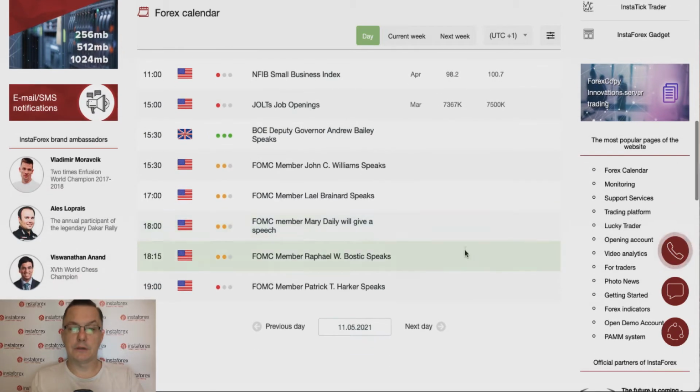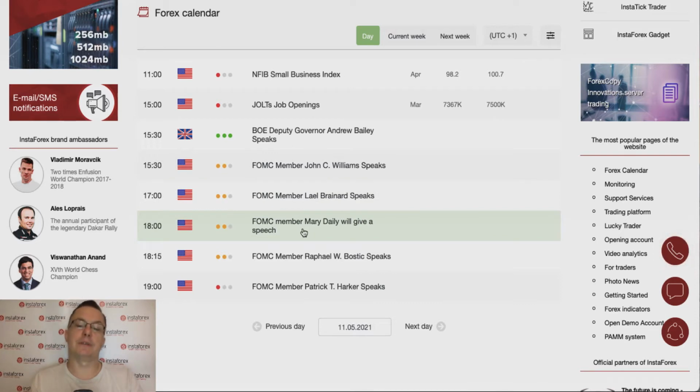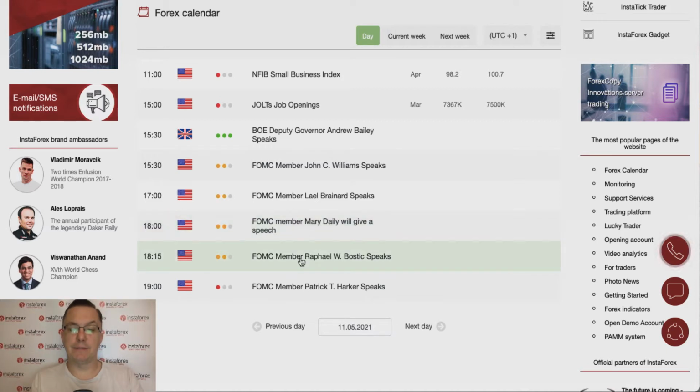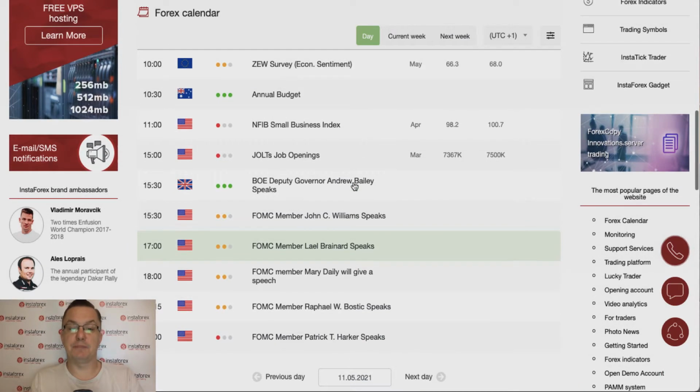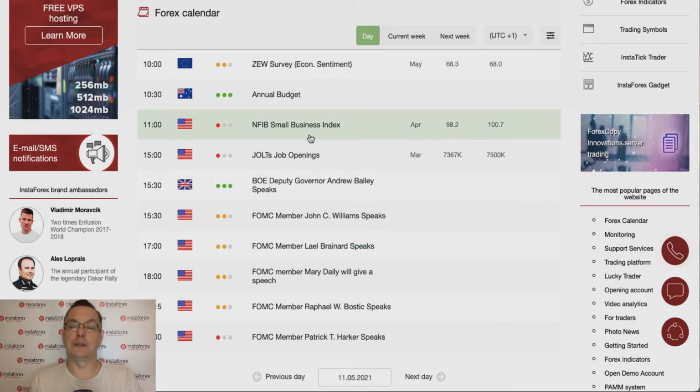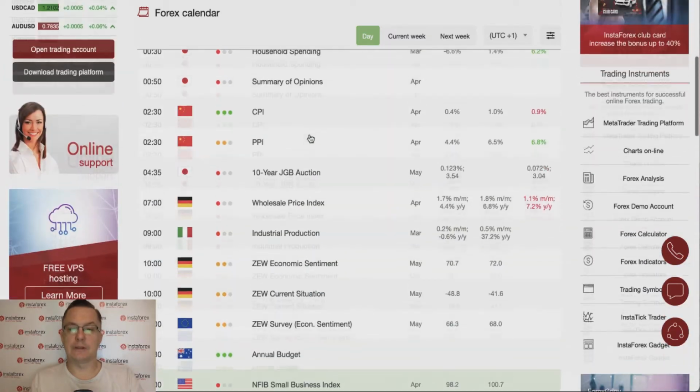During the New York session, we have the Bank of England Deputy Governor Andrew Bailey's speech, 3:30. Then we have a speech from FOMC member John Williams. Then we have a speech from FOMC member Lael Brainard, and then we have a speech from FOMC member Mary Daly. At the end of the day, two more speeches from the FOMC members, Raphael Bostic and Patrick Harker. So, as you can see, plenty of speeches and basically no data during the New York session.